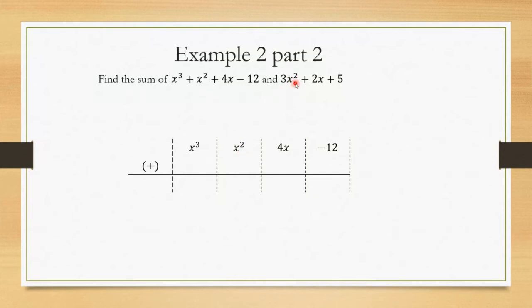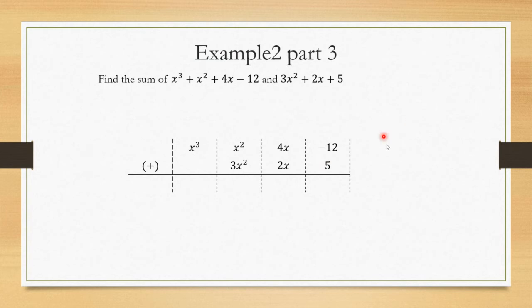So the 3x squared is going to go in this column. The 2x is going to go in here. 2x and 4x are like terms, right? To be like terms, they have to be in the same variable, and they have to have the same degree. In other words, they have to have the same exponent of x, the same power of x. 5 is going to be in this column, right? Constant terms are like terms. So we get this. That's all handled.